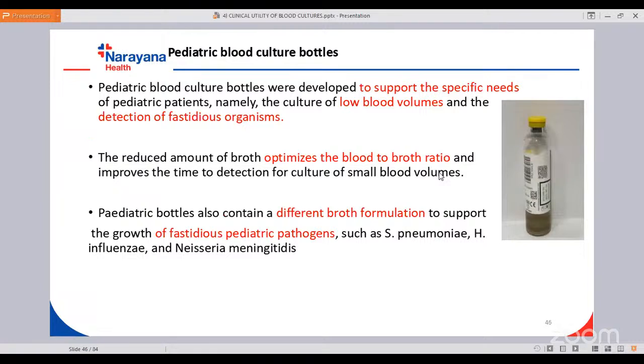Coming to pediatric blood culture bottles, they are specialized blood culture bottles which support the specific requirements of pediatric patients. What are the requirements of pediatric patients? First, you're not giving too much of blood. So the bottle is still capable of growing the organisms, despite small volumes. But that doesn't mean you give less volumes. And it is also capable of detecting all those fastidious, difficult to grow organisms like strep pneumonia, H. influenza, and mycelium.